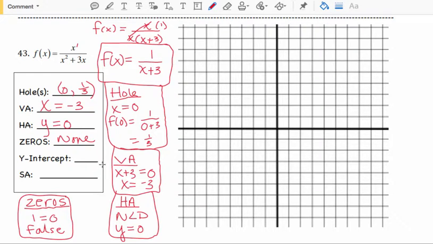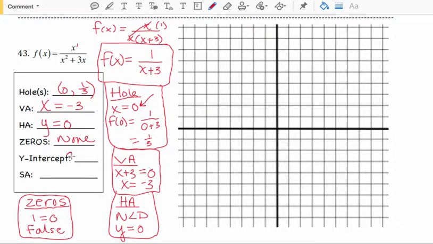The y-intercept is when your x is equal to 0, but this problem's kind of interesting because I have a hole at x equals 0. If you look way back up here, my hole is at x equals 0. So I can't really plug in a 0 into my problem.